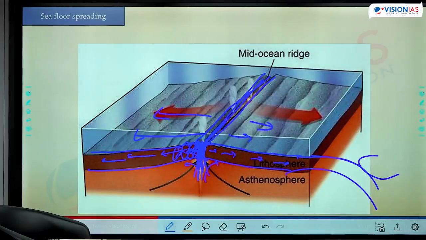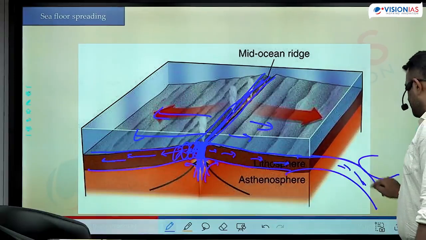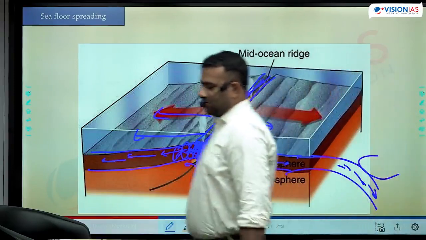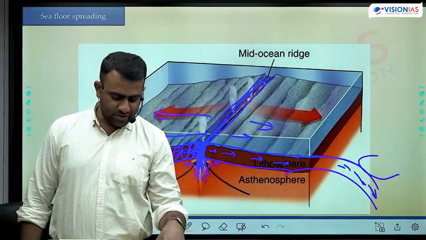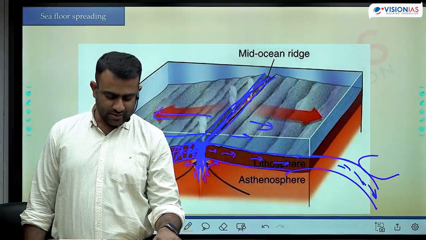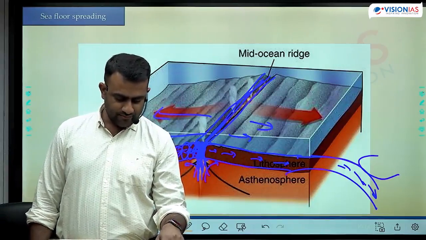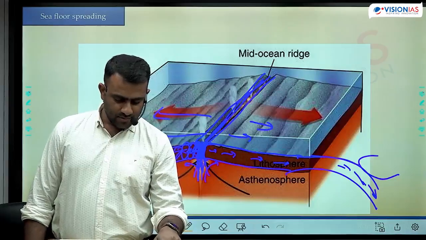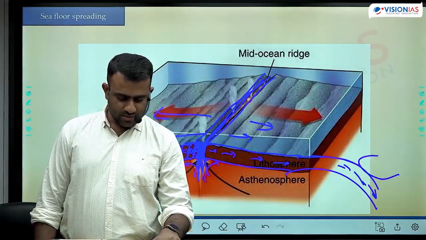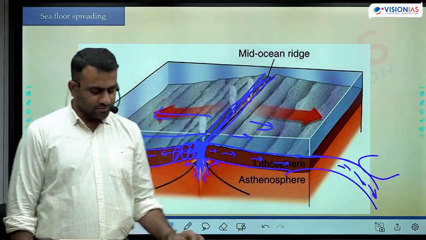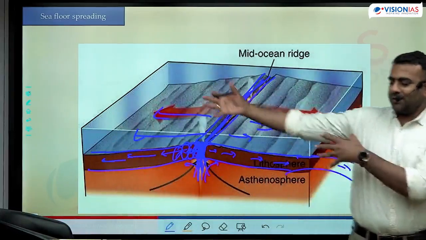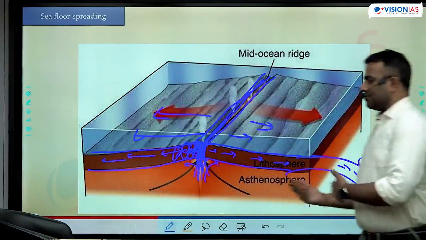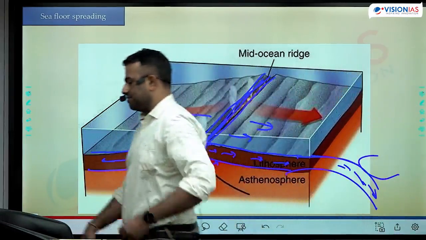There are certain regions which are called trenches. Near these trenches, this spreading floor will go down. It will undergo subduction, the process through which part of the oceanic floor gets consumed below. Through the process of subduction, it gets consumed and destroyed. So at one part of the oceanic floor, it is getting created. At another part of the oceanic floor, it is getting destroyed. There is a balance here.